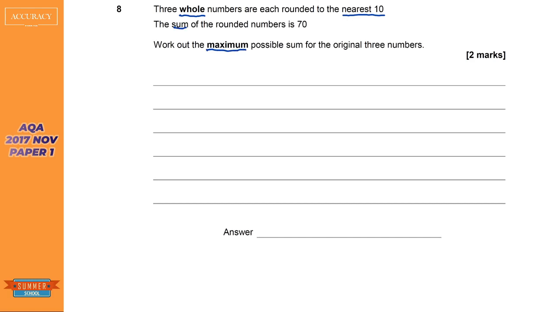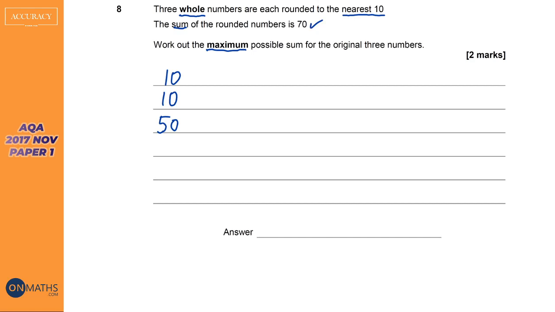Okay, so the easiest way to start this question is just make up some numbers. So I'm going to make up the numbers 10, 10, and 50. Now, the interesting thing about rounding, when you have this type of question, is that it doesn't really matter which numbers you pick. You'll get the same answer, oddly enough. So 10 plus 10 plus 50 is 70, so they add up to 70, and we can tick that off.